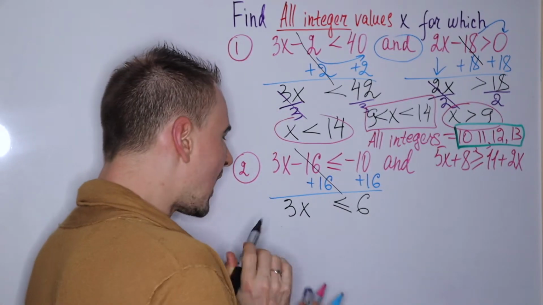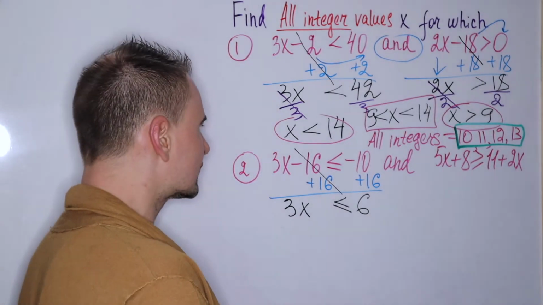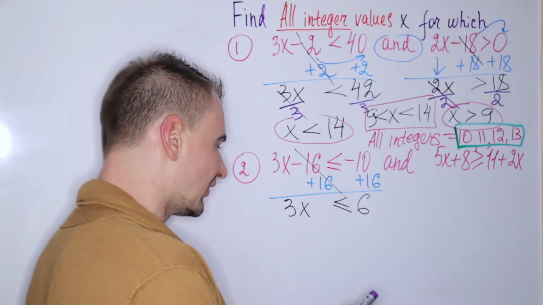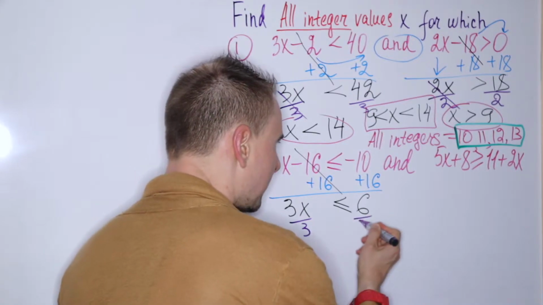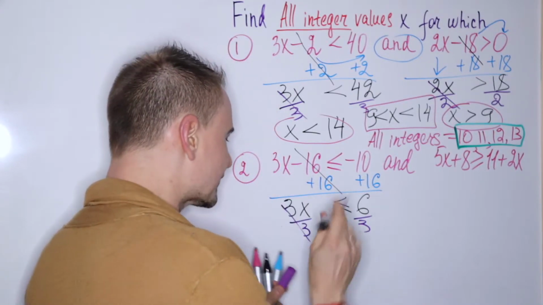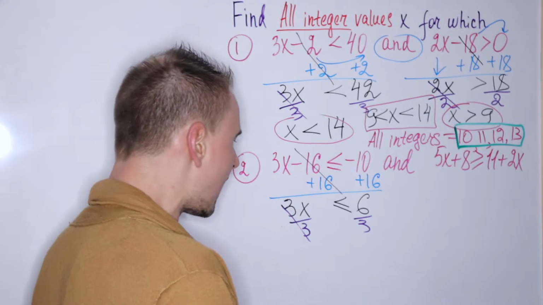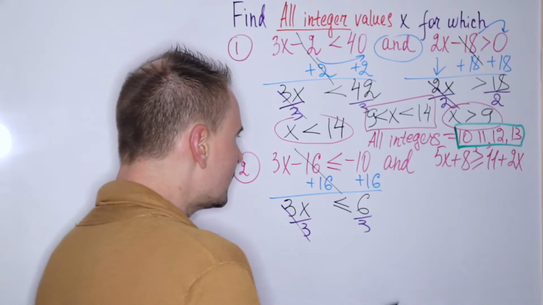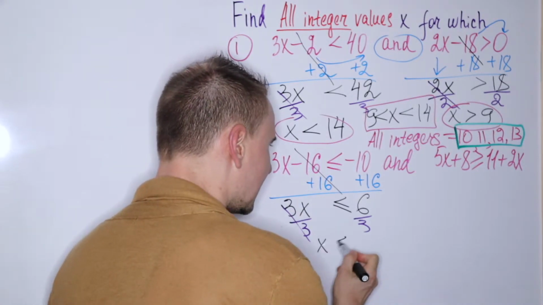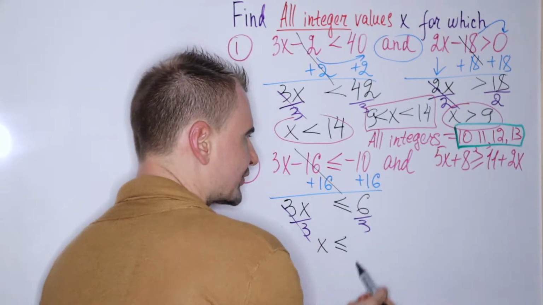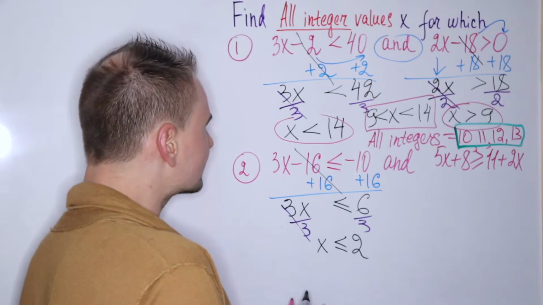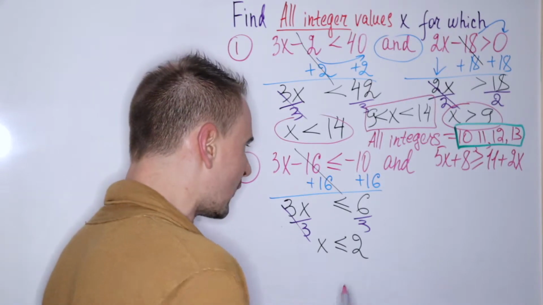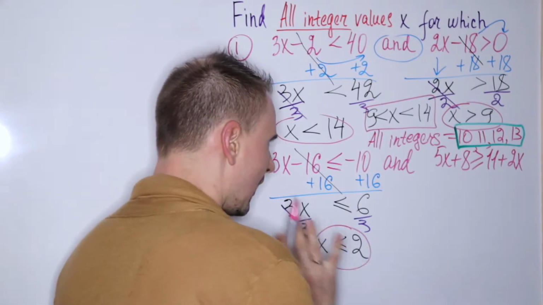Again, you need to isolate your x, get your x alone. What is attached to your x in this case is 3, so divide through both sides by 3. The 3 drops out, and you end up getting x less than or equal to, since 3 goes into 6 twice, 2. So the solution set for the first one is x less than or equal to 2.